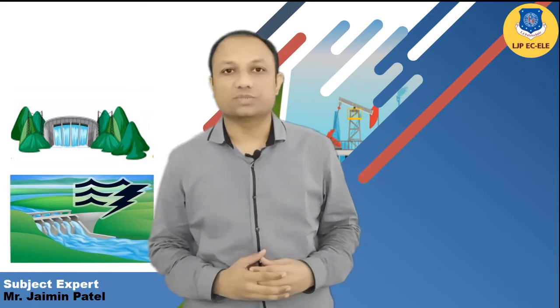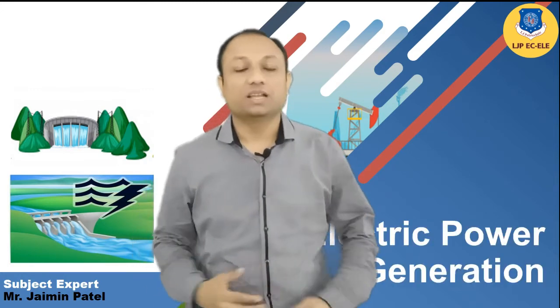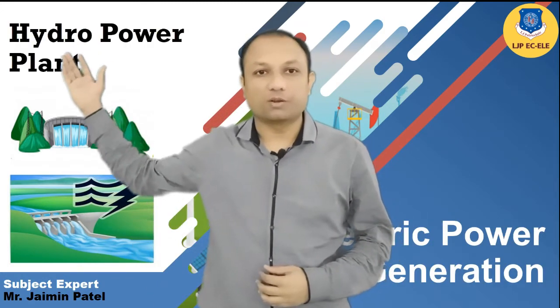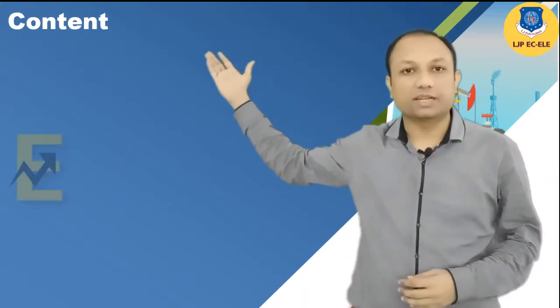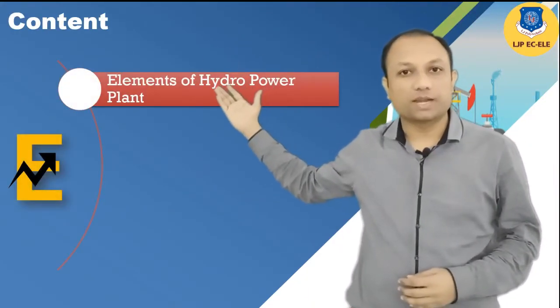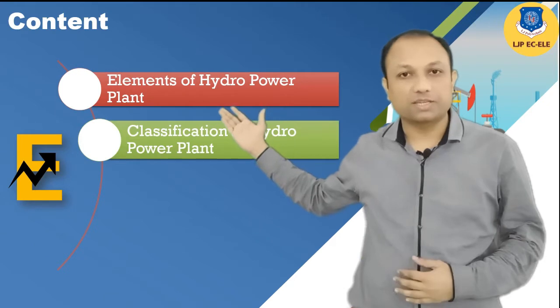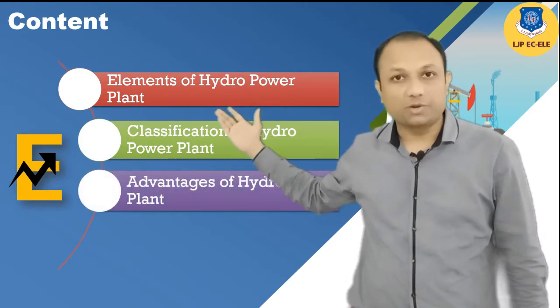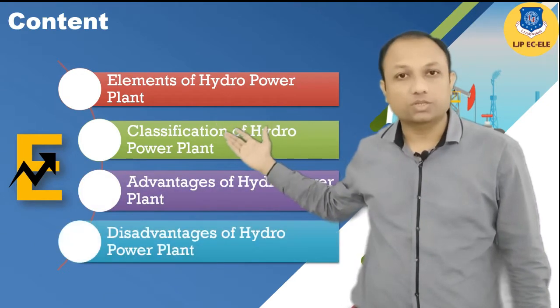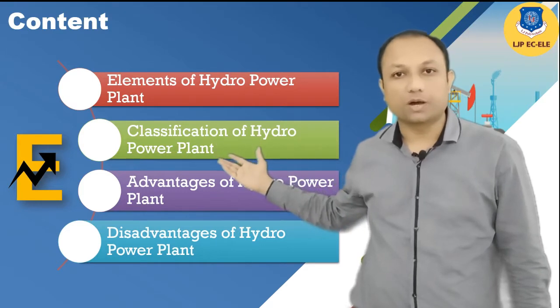Today we learn the subject electrical power generation and the topic is hydropower plant. Let's see the content. First one, elements of hydropower plant. Second, classification of hydropower plant. Third, advantages of hydropower plant. And fourth, disadvantages of hydropower plant.